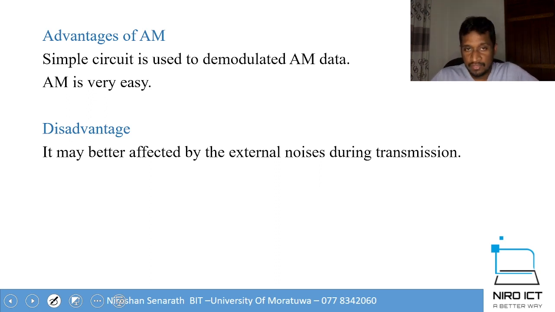There are some advantages and disadvantages. Let's see the advantages. It is so simple, so we can use simple circuits to create AM signals, and AM is very easy. Then there are a few disadvantages. I'll tell you one. When we are directing the signal into the transmission media, it may be affected by external noises such as induced crosstalk or any other type of noise. That is also a disadvantage.